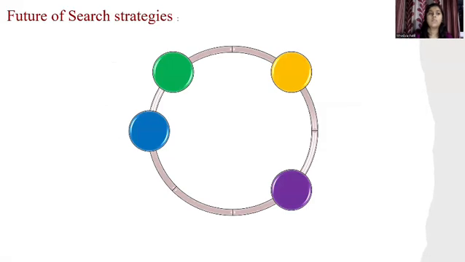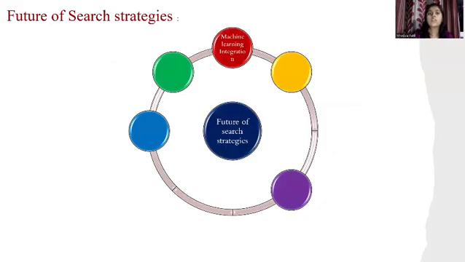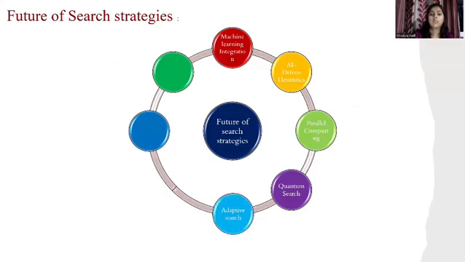So next, future features of search strategy. First one is machine learning integration. Second one is AI-driven heuristics. Third one is quantum computing. And fourth one is quantum search. Fifth, adaptive search. Sixth is domain-specific search.